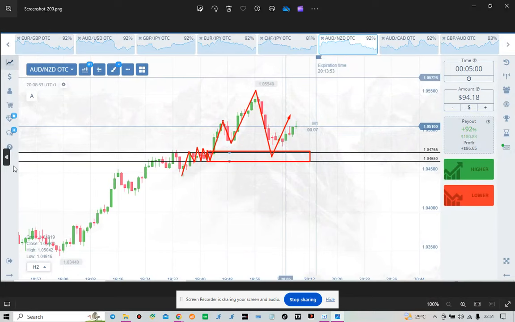So you can see it's very easy. You can make profit. You can even make a stable income, maybe like $10 daily or $20 daily or $50 daily using this trading strategy.